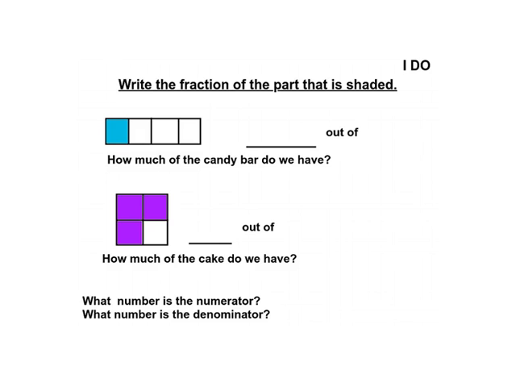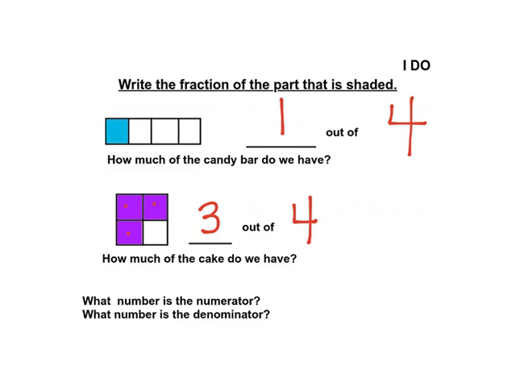Okay, let's move on. So the question is, write the fraction of the part that is shaded. So how much of the candy bar do we have? Well, the numerator, 1, is how many pieces we have. How many were there total? 4. How many pieces of cake do we have? Well, 1, 2, 3 out of how many possible? 4.